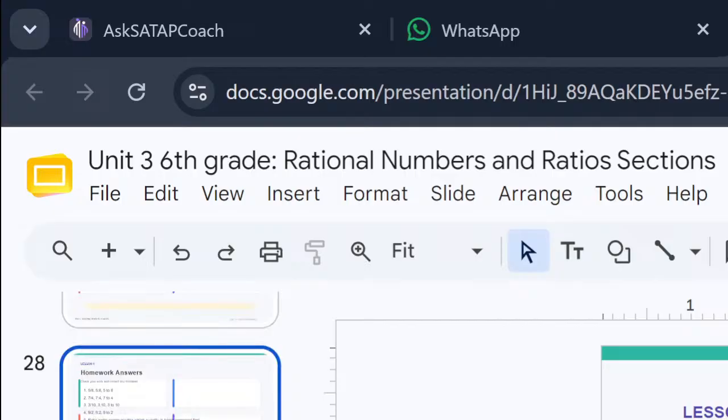Number 1 is 5 to 8, 5 over 8, 5 to 8. Number 2, 7 to 4, 7 over 4, 7 to 4. Number 3, 3 over 10, 3 to 10, 3 to 10. I'm just repeating it because it's 3 to 10, and then again. Number 4 is 9 to 2, 9 over 2, 9 to 2. Number 5, ratio order communicates which quantity is being compared first.